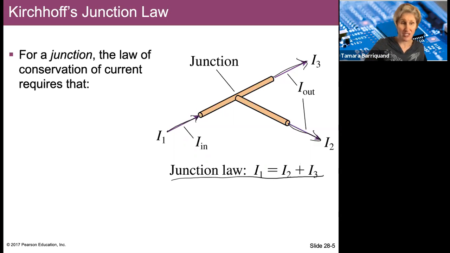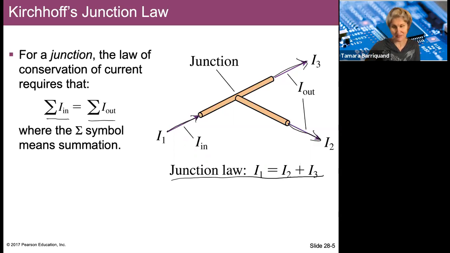So for a junction, the law of conservation of current requires that the sum of the current going in must equal the sum of the current going out.